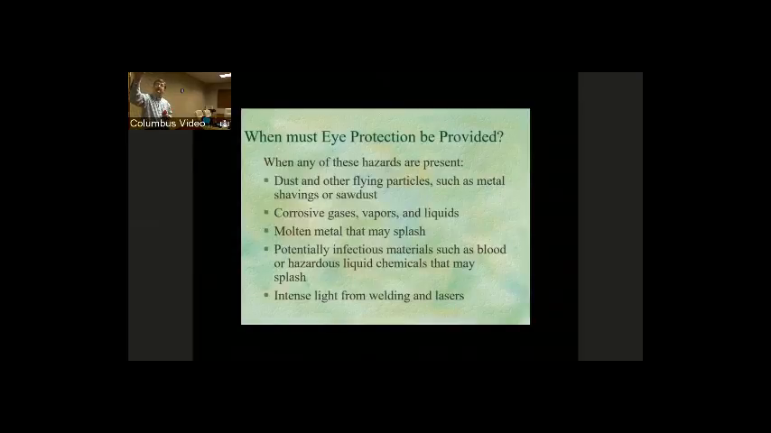Okay? So again, dust or other fogging products such as metal shavings and sawdust may require us to put an additional goggle on there. And again, goggles come in two types: dust goggles and vapor or mist goggles. So if we got dust, you'd have to put a dust goggle on there. If we have liquid exposures, corrosive gases, vapors, and liquids, we would have to have a splash goggle. And again, we do not have any potentially infectious material that I know of, such as blood or hazardous liquids, unless we're getting involved in a situation where we're helping somebody who has been cut badly and they may be bleeding. Again, you may have some exposure there. Intense light from welding and lasers, we do not do that.